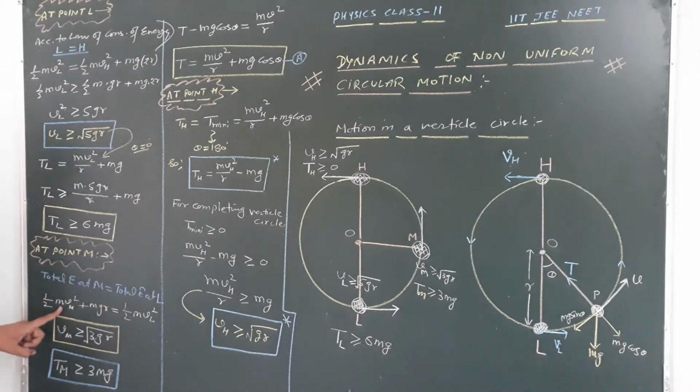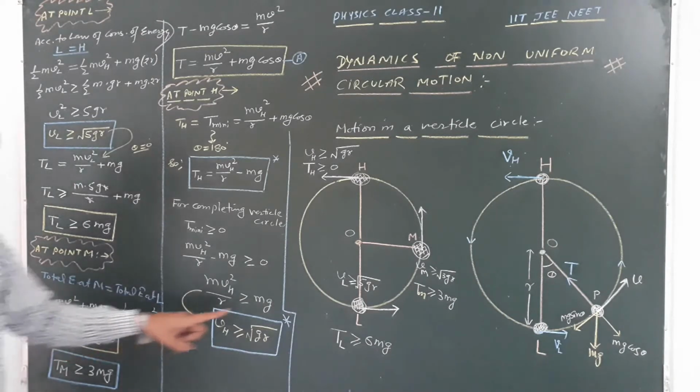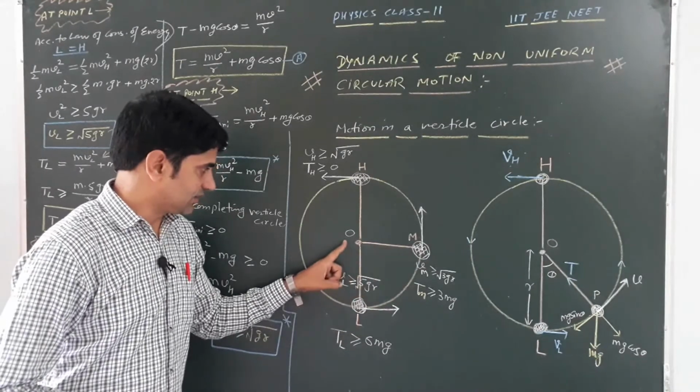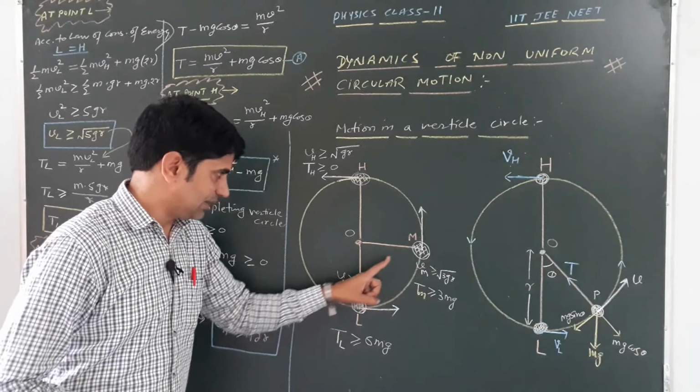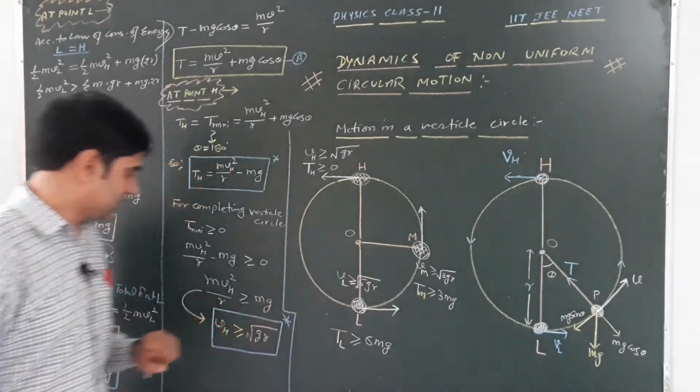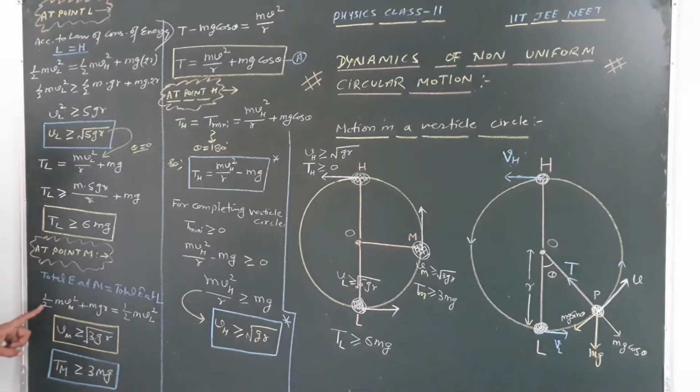So 1 by 2 m Vm square at point M plus potential energy at point M, which is mgr. When the stone moves from L to M, it will cover a height equal to the radius of the circular path. So the potential energy at point M becomes mg into r, that is the height obtained. So 1 by 2 m Vm square plus mgr equals 1 by 2 m VL square, the total energy at point L. One can easily find out from this equation, Vm should be greater than or equal to square root 3gr, and tension in the string should be greater than or equal to 3 mg.